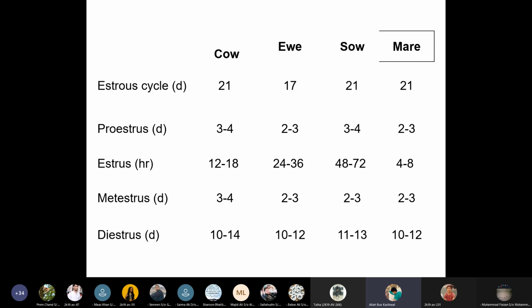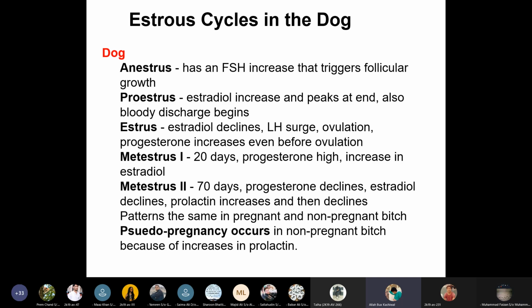hours in the mare. Whereas the metestrus is 3 to 4 days, the ewes have 2 to 3 days, the sow has 2 to 3 days, and the mare has 2 to 3 days. Diestrus in the cow is 10 to 14 days, ewes have 10 to 12 days, in the sow it is 11 to 13 days, and in the mare it is 10 to 12 days.